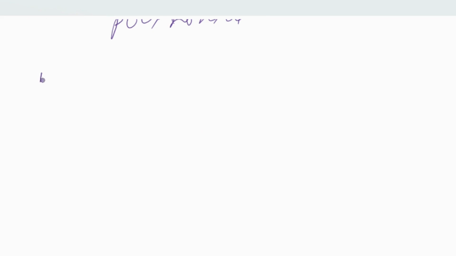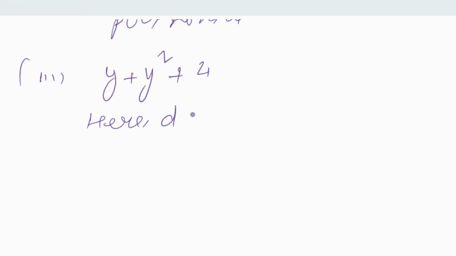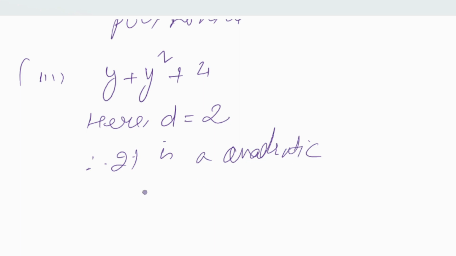Let me write number 3. Number 3 is y plus y square plus 4. What is the degree here? Here the degree equals 2. Highest power is 2. Degree 2 means quadratic. It is a quadratic polynomial.